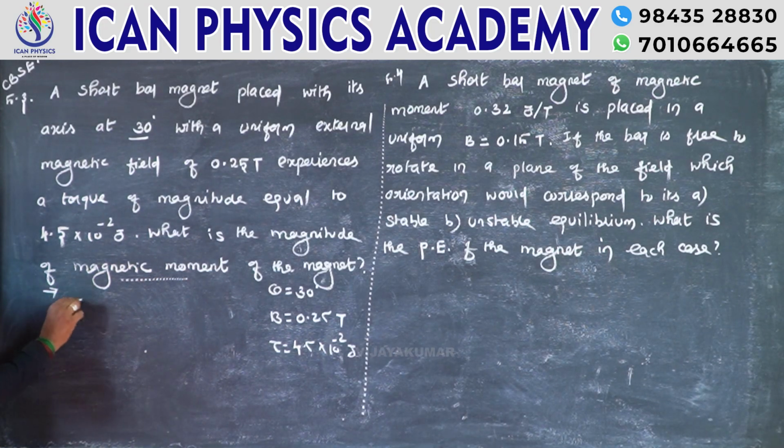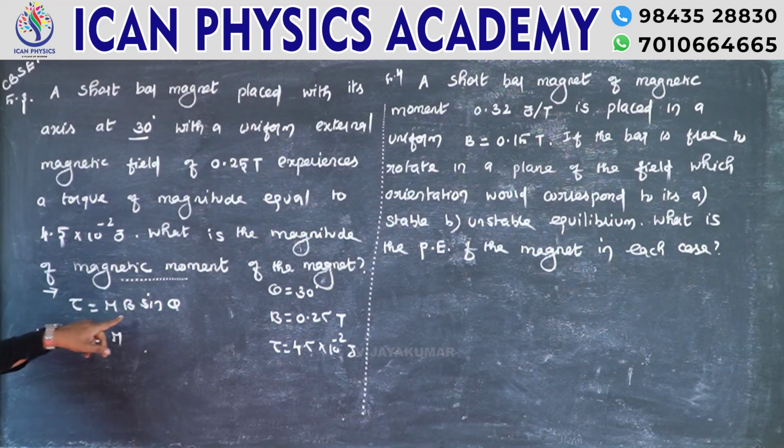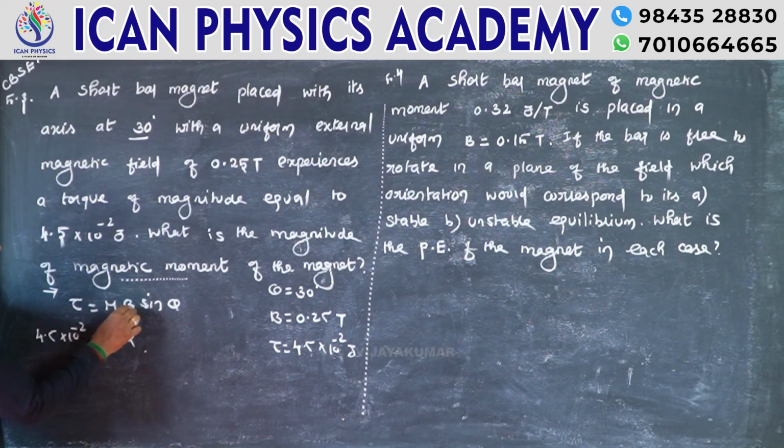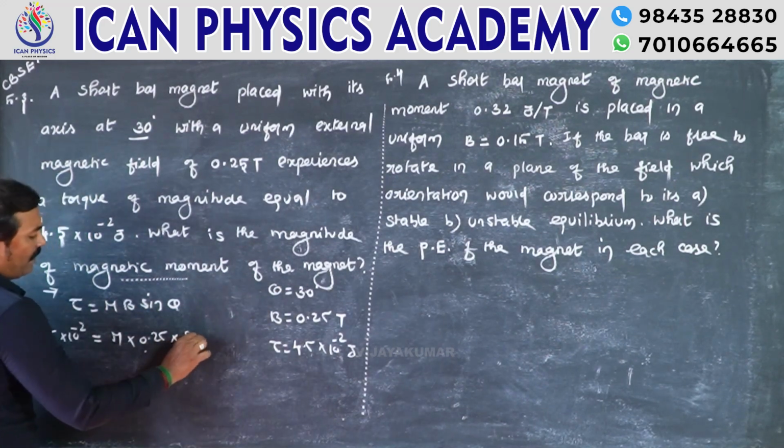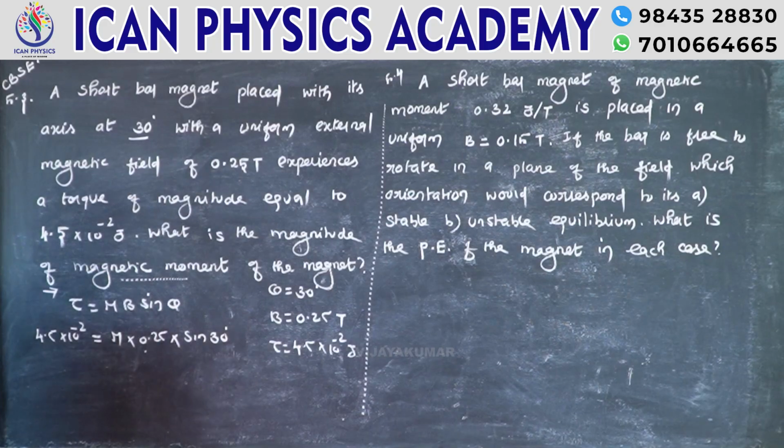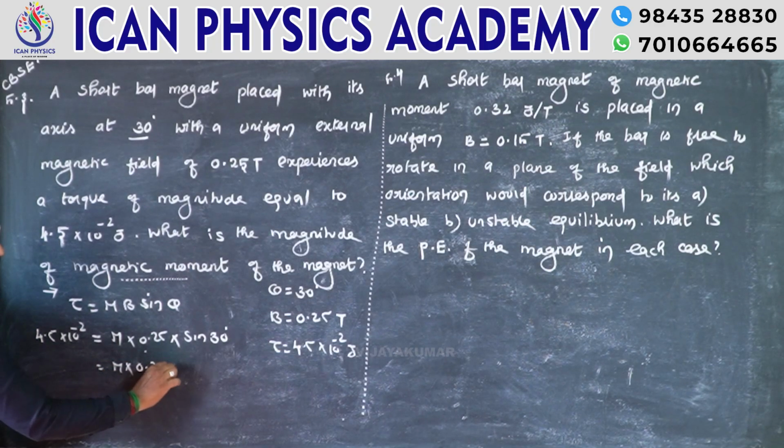So, torque tau equal to M B sin theta. What is the value of torque? 4.5 into 10 to the power minus 2. Magnetic moment, that only we are going to calculate, into magnetic field 0.25 Tesla, into sin theta. What is the value of theta? 30. So, sin 30. So, M into 0.25. Sin 30 is 1 by 2.